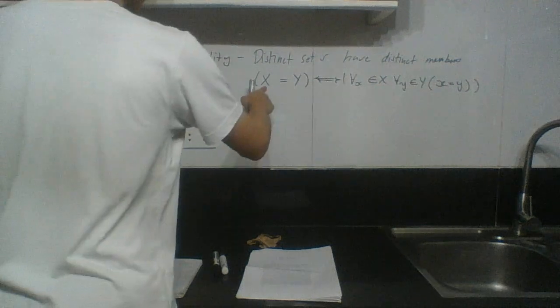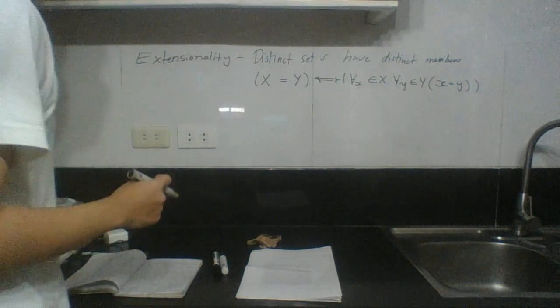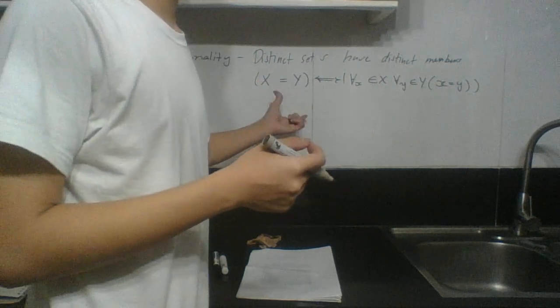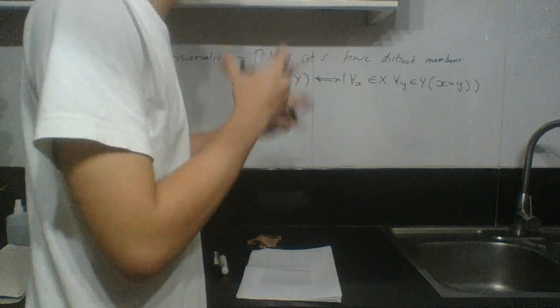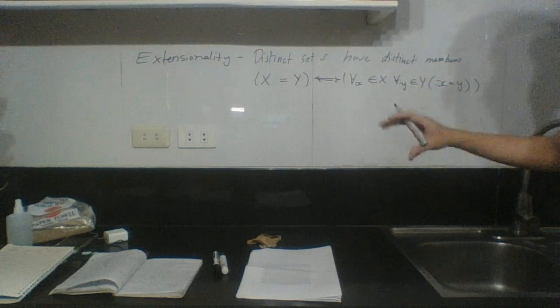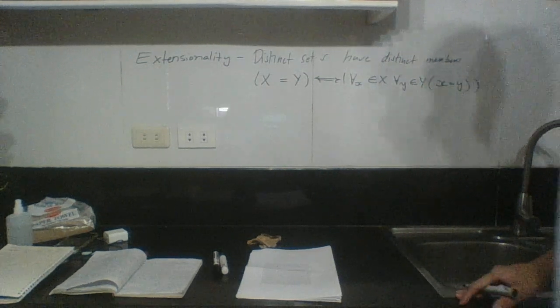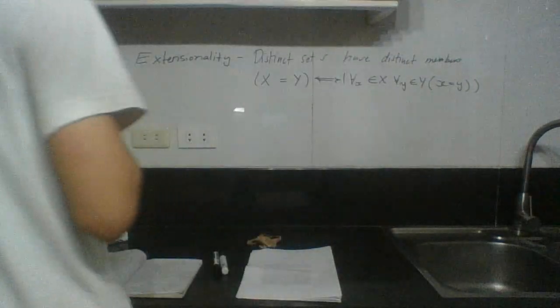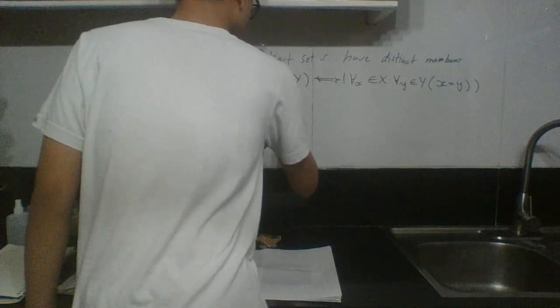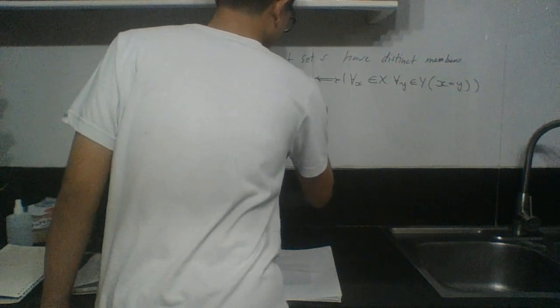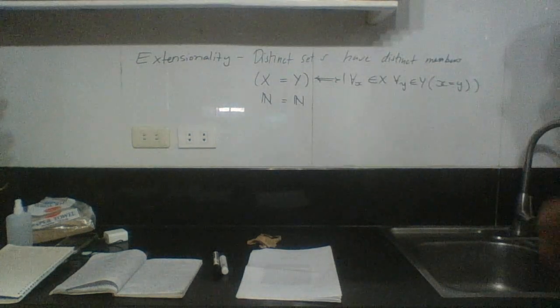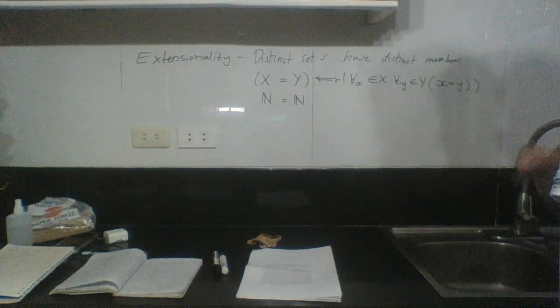For 2 sets X and Y, they are exactly equal only when every element inside them is exactly the same. So an example of this is that the naturals are equal to the naturals, of course, because 1 is 1, 2 is 2, 3 is 3, and 4 is 4.